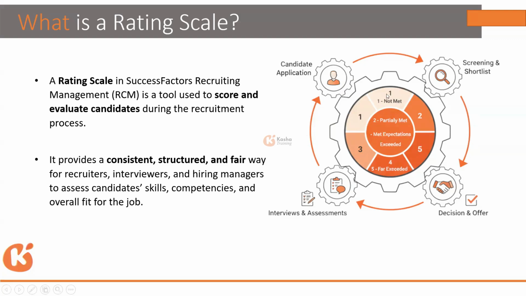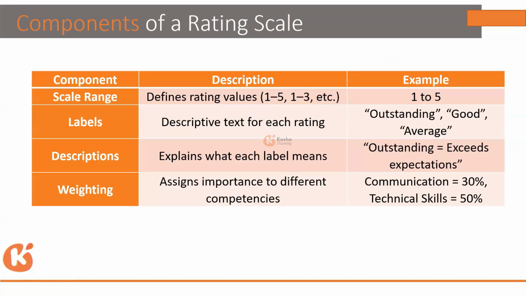Now here you can also see the rating scale: one means not up to expectation, two is partially met, three is met expectation, and four is exceeded, right? Like this, you can give your rating scale description. It also helps in a consistent and fair way of recruitment, showing who is actually performing well, so you can go ahead with the candidate who is performing well.